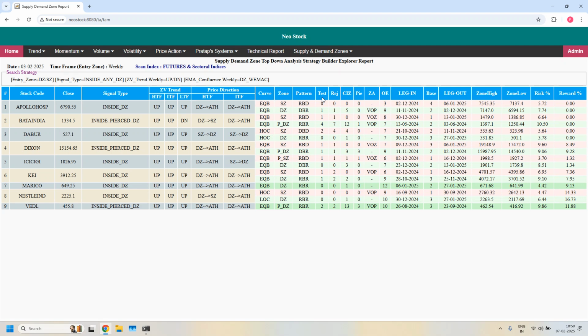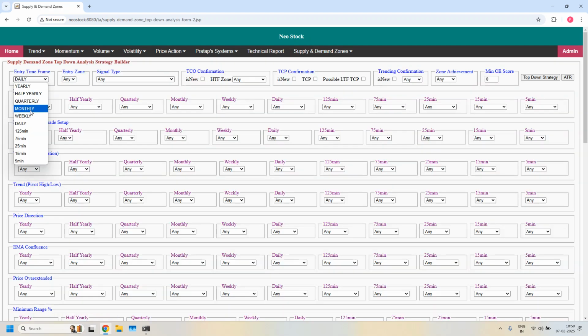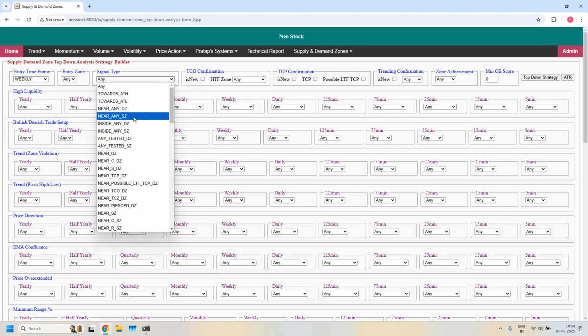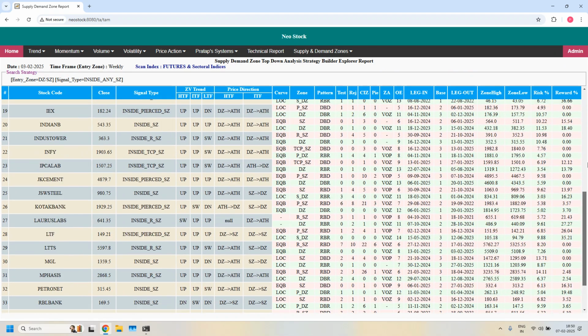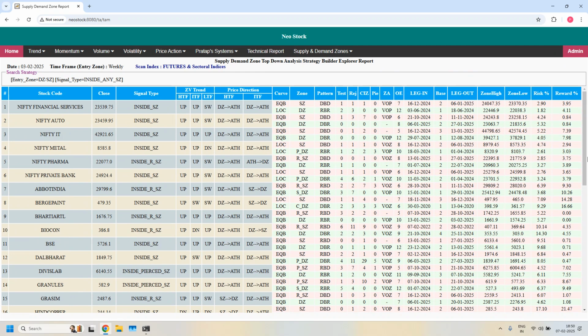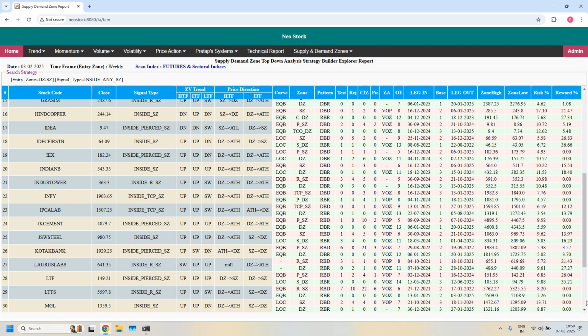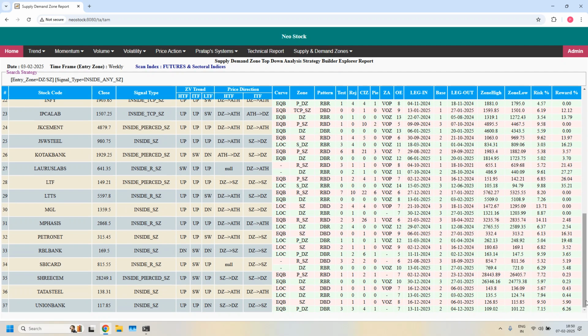Next, weekly time frame, price closed inside the weekly supply zone. We got 37 stocks. So first 15 stocks in the list. I'm scrolling the list down. So total 37 stocks are filtered.